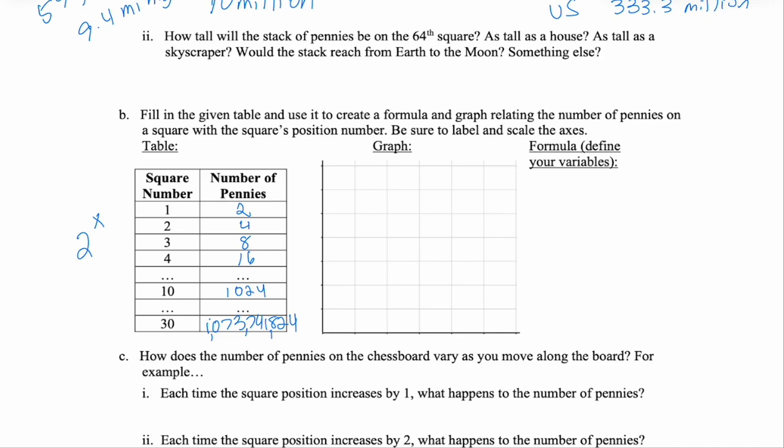Let's draw the graph, okay? So let's count by ones here. That would be the square. And this would be the number of pennies. And let's go ahead and count. Let's go by tens.